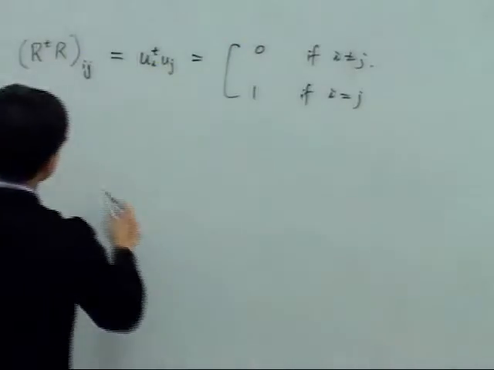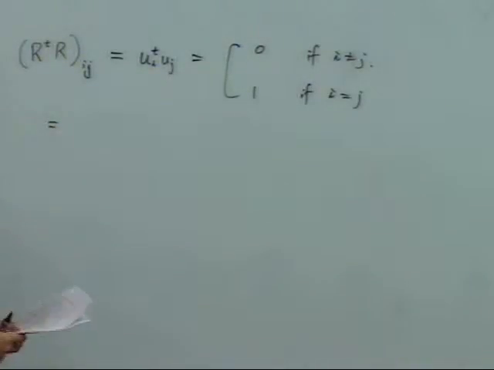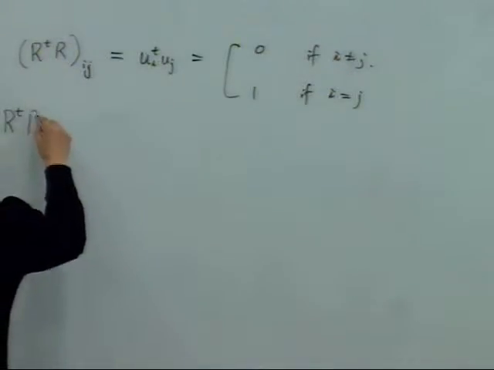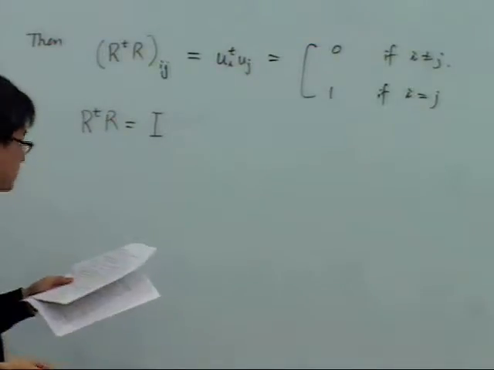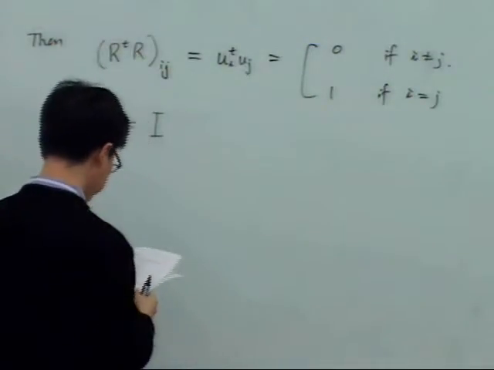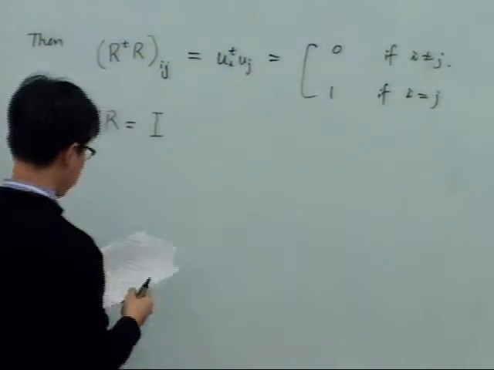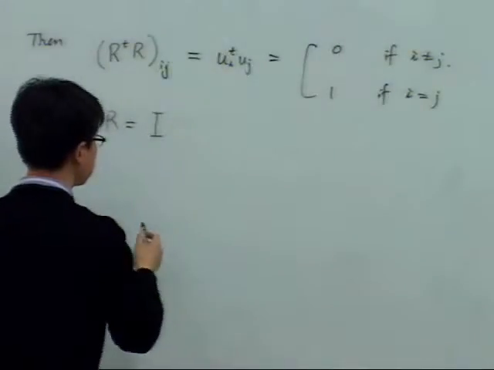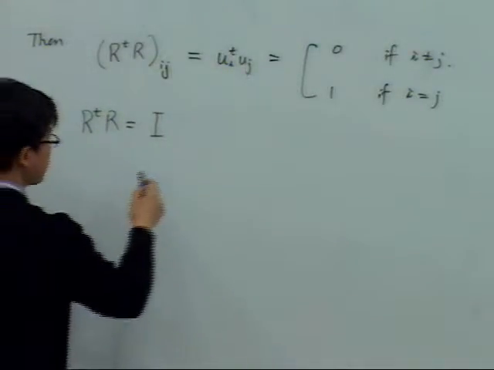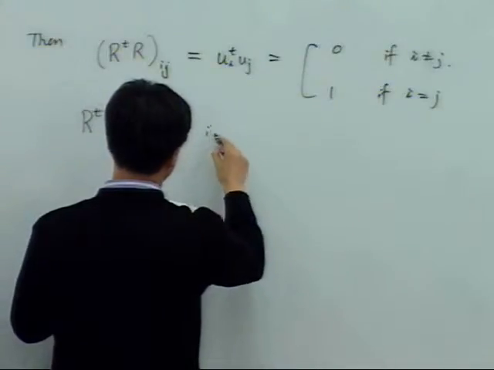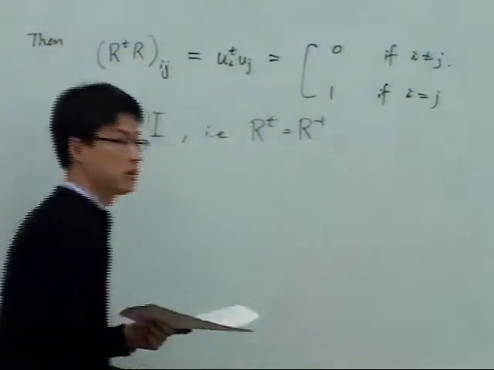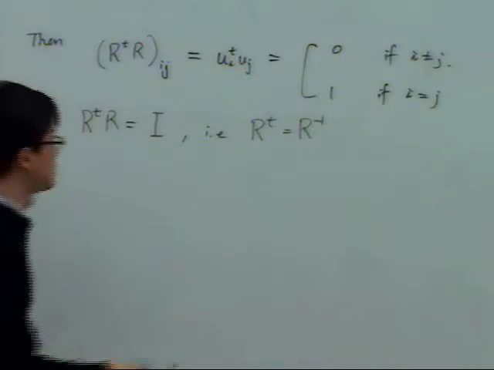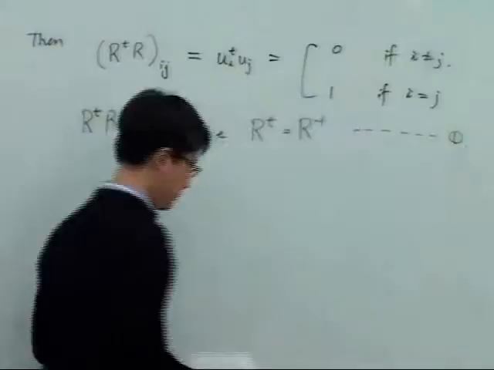So based on this information, we can easily deduce that this R transpose R matrix is nothing more than the identity matrix because of this property. Okay? And another thing is, therefore you can have R transpose equal to R inverse. Okay?